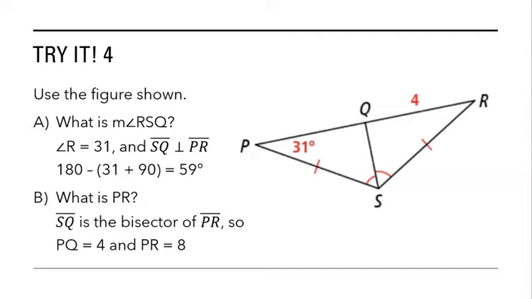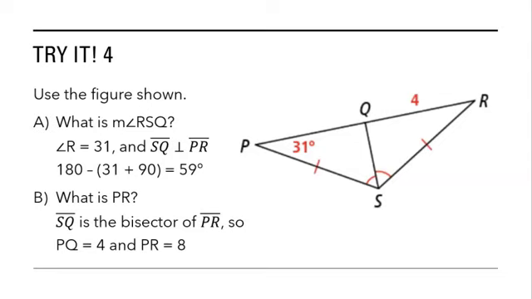In part B, it says, what is the length of PR? Now, we already established that SQ is the perpendicular bisector of PR. We figured that out in part 1. So what I'm going to do is look at the side length, and I notice that QR is 4, so that means PQ is 4, and the total length is 4 plus 4, which is 8.